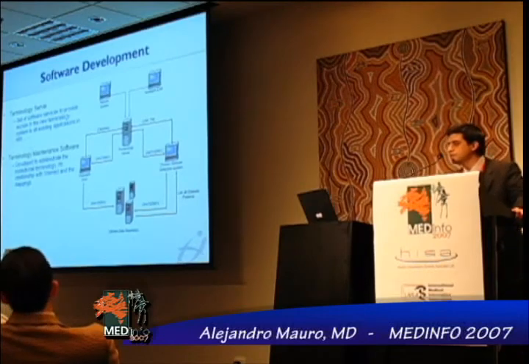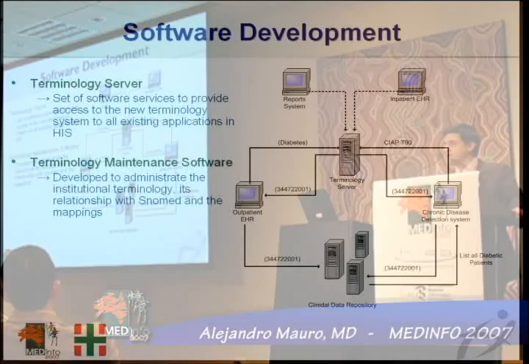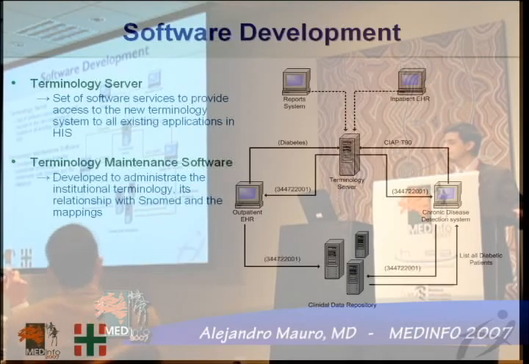So there were two software developed. The first one is what we call the terminology server, that is a set of software services, web services, to provide access to the new terminology system to all existing applications in the HIS. In this slide we can see that all our systems, like the report system, outpatient electronic health record, the chronic disease detection program, get information from the terminology server. So vocabulary is controlled by the terminology server, and all systems use the same vocabulary.